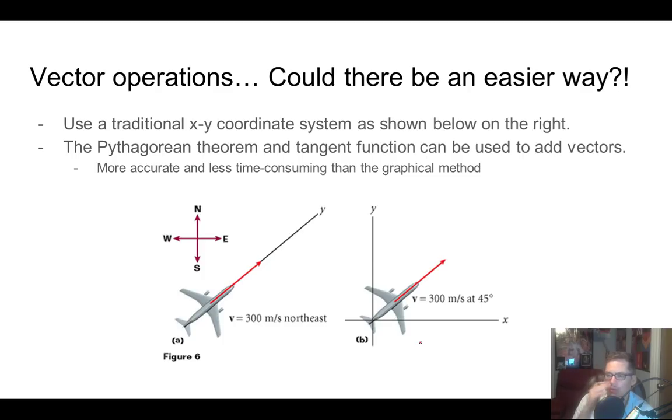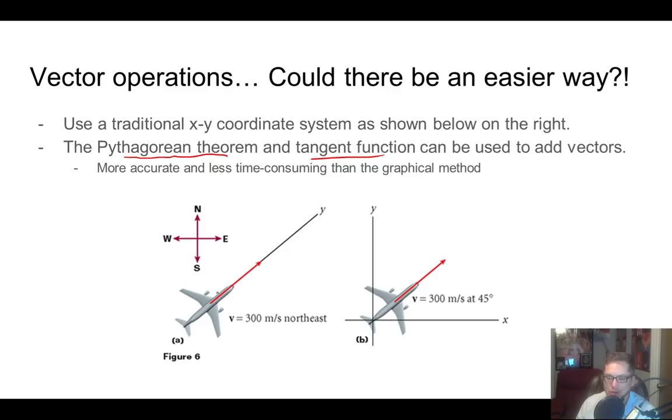So when we're doing vector operations, we're always going to put them on an xy coordinate system because we're already used to working that way. It makes life super easy. And then after we have them on the xy coordinate system, we can use the Pythagorean theorem and tangent functions to add the vectors together. Super easy.